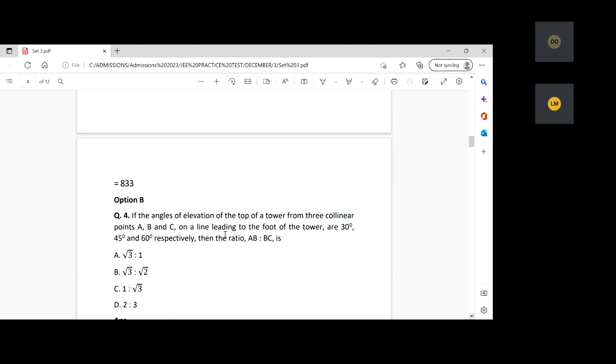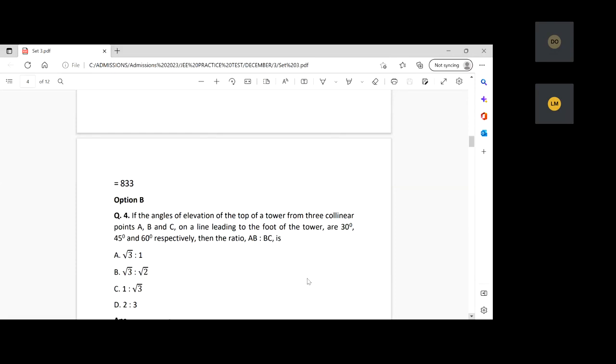It's something related to the angle of elevation of the top of a tower from three collinear points. They have given three collinear points A, B, and C on a line that leads to the foot of a tower, and the angles are given as 30 degree, 45 degree and 60 degree respectively. They want you to find the ratio AB is to BC.